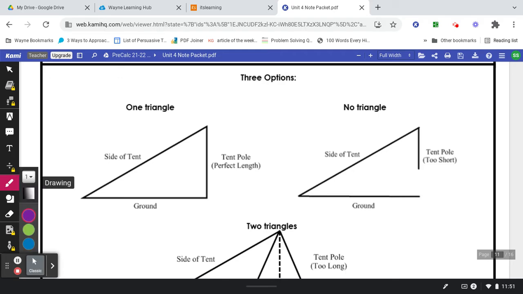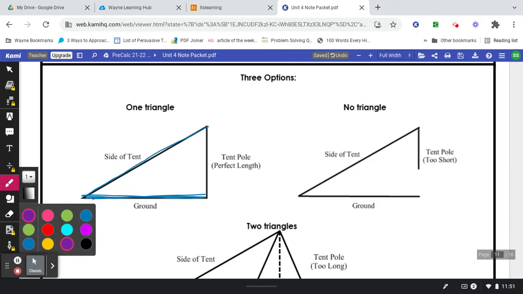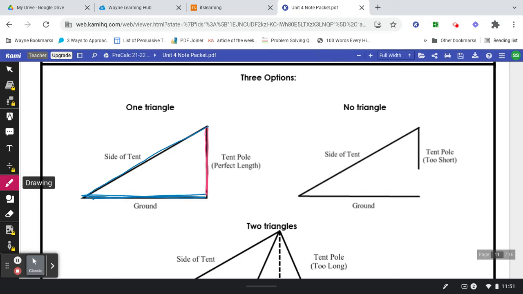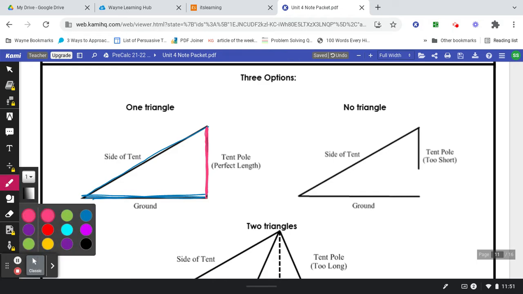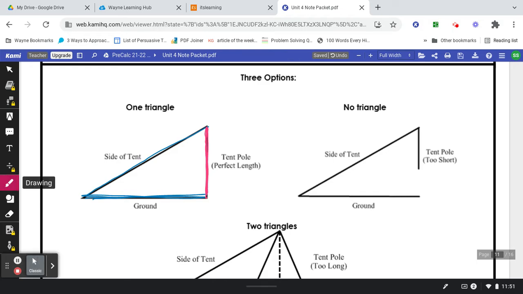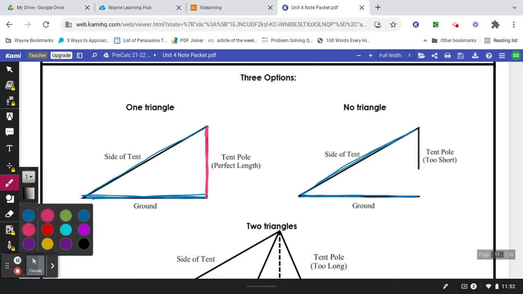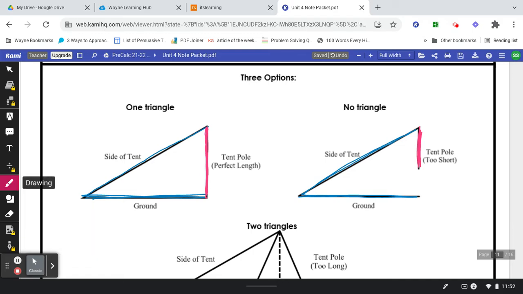So let's say you're setting up a tent and you have the ground right here. And then you're trying to put the side of the tent up. And then the tent pole in the middle is what's going to hold your tent in place. So sometimes that pole is exactly the right length to create the tent shape that you want. Other times, however, if you look at this no triangle one, you have the ground, you have the side of the tent, but then the tent pole is too short. So if you stuck that into the ground, you wouldn't be able to walk underneath into your tent. In that case, it creates no triangle.